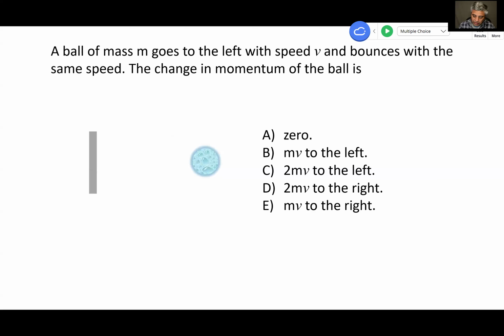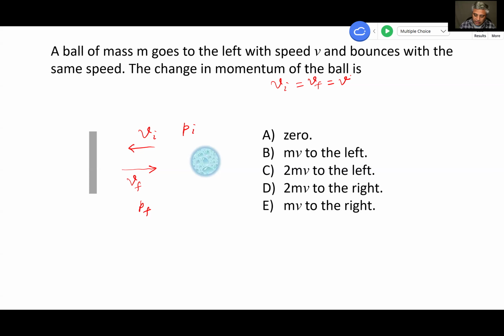So now here is another question. In this case, the ball goes, hits the wall and bounces back. So it has initial velocity in this direction, meaning it has initial momentum in that direction. And then it turns around, so the final velocity or final momentum is in that direction. But the initial velocity and final velocity have the same value. The direction changed, but the value is the same. So that's what it is talking about.